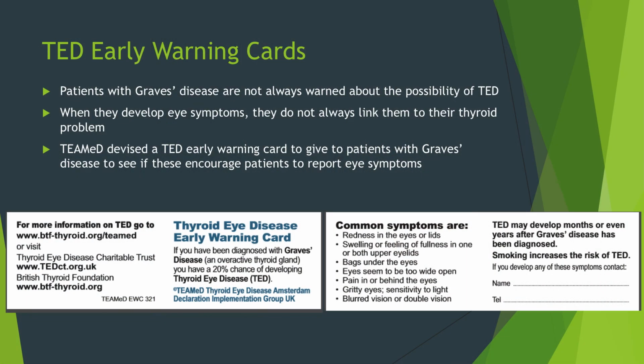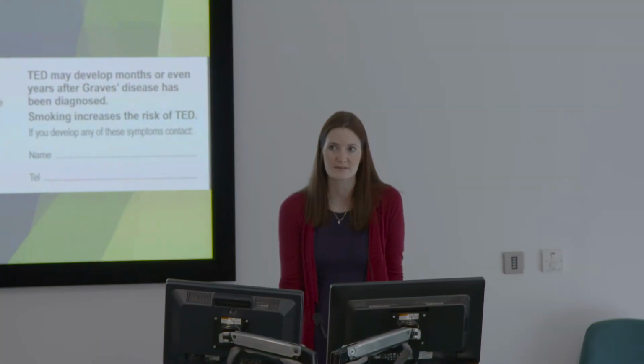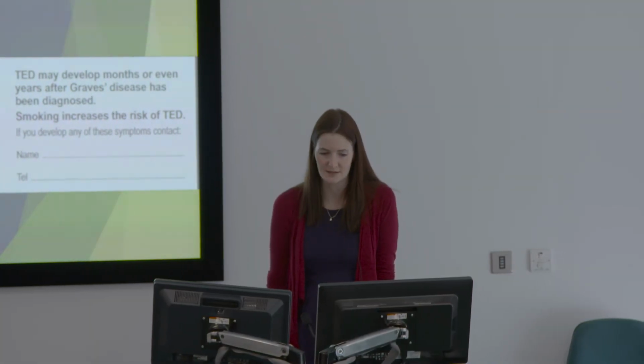So you can see here that this is a sort of four-part card which folds in two. So here, I don't know if you can see that, here's the front part of the card and this is the back with information about where to get more information. And then here are the common symptoms of thyroid eye disease, and here the centre that's giving out the cards will put a contact name and contact telephone number or email so that people can get in touch if they develop any signs or symptoms.